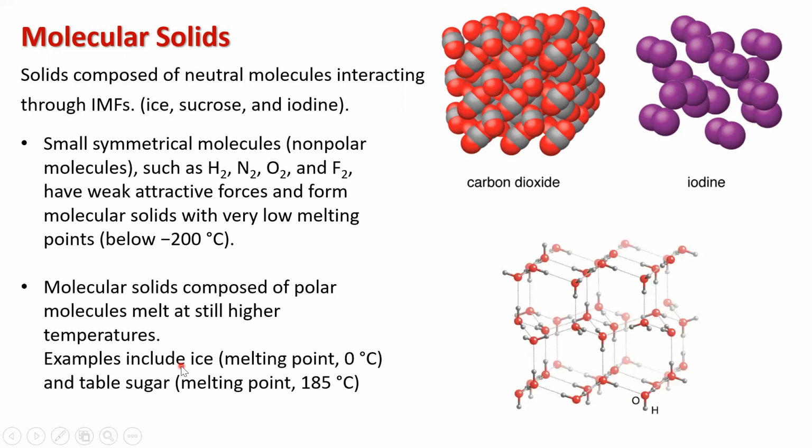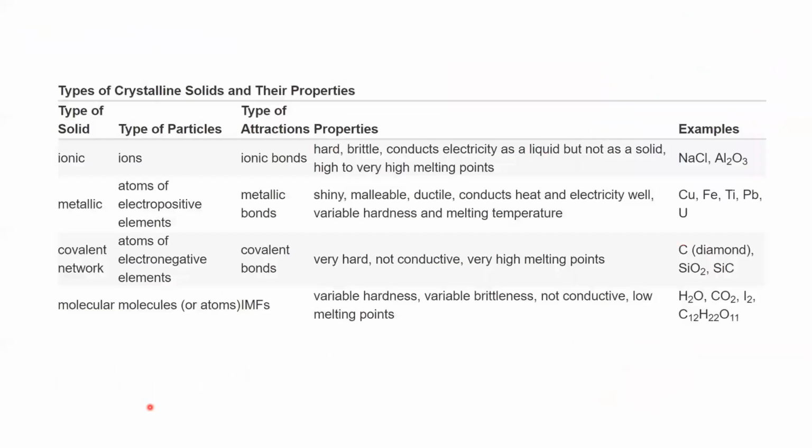When we look at, let's say, ice, ice is an example of a molecular solid where those H2O molecules are at the lattice points. Or if we were to look at table sugar, that has sugar molecules at its lattice points.